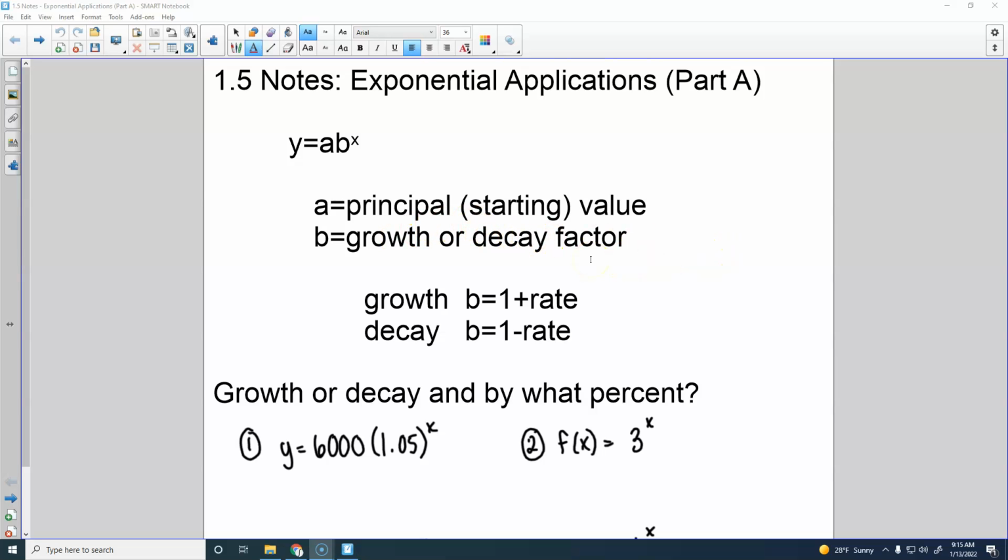So for your growth or decay factor, if you have exponential growth, you're going to take 1 and add whatever the rate is as a decimal. If you have decay, you're going to take 1 and subtract whatever the rate is as a decimal.